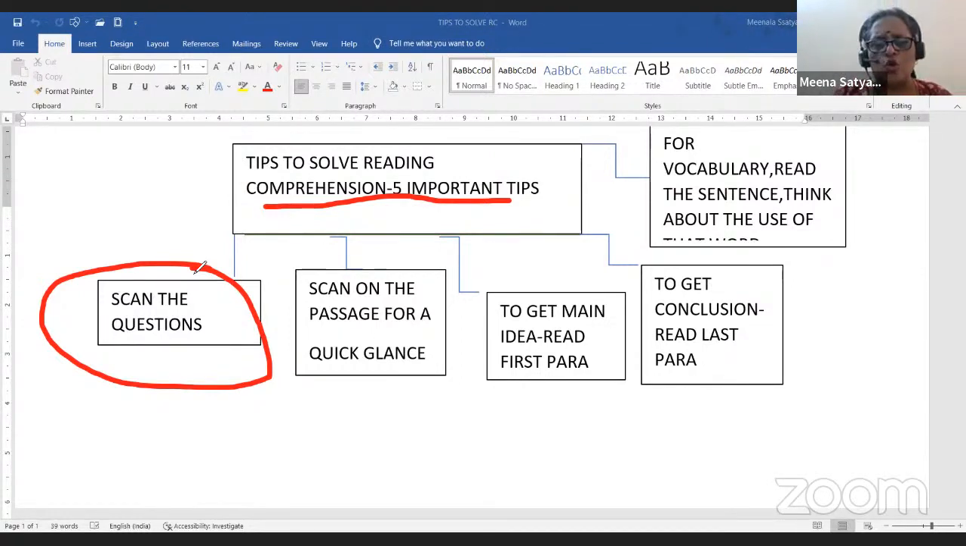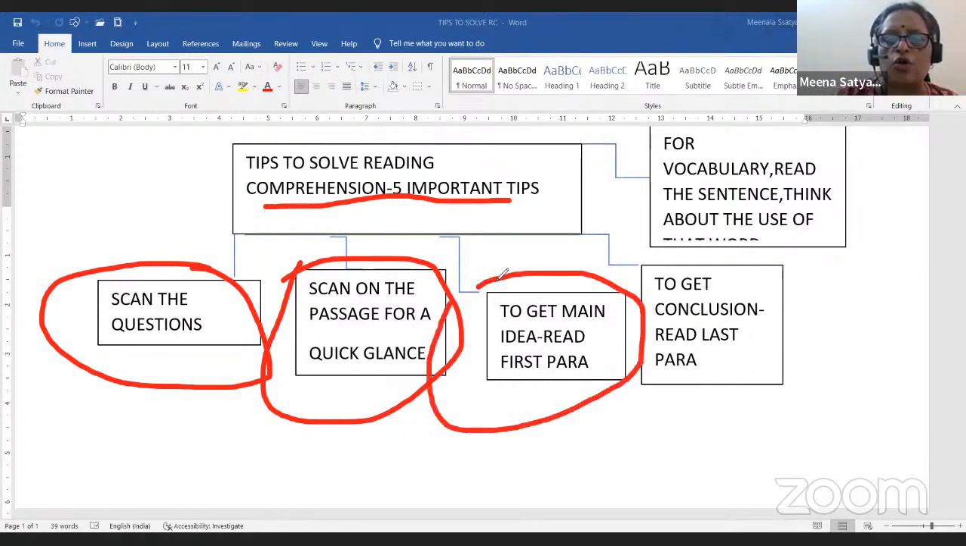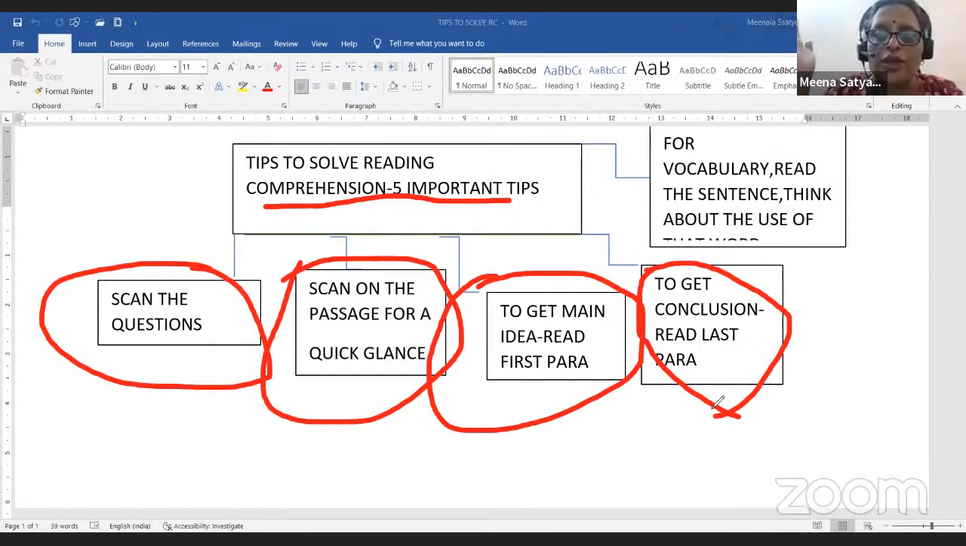After scanning the questions, what you do, scan the passage for a quick glance. Once you scan the passage, remember one more clue. To get the main idea, you must always read the first paragraph. Read the first paragraph to get the main idea. And look at this. To get the conclusion or the summary, you have to read the last paragraph. How beautiful. We never thought about it at all. We said, oh, comprehension passage. You know, that negative feeling we develop in ourselves and make that mind control us. Tell the mind, no, I will control you. I am the master. You are my slave.